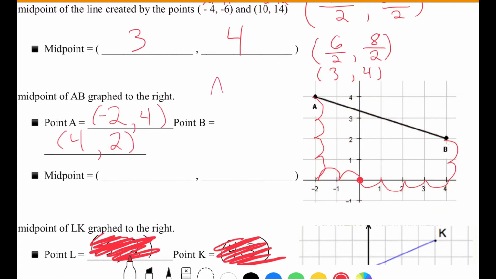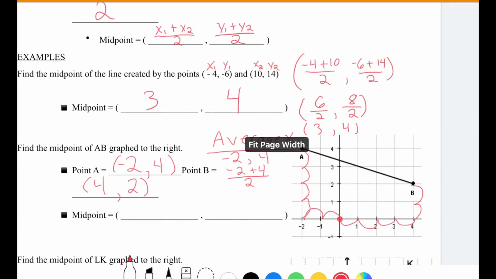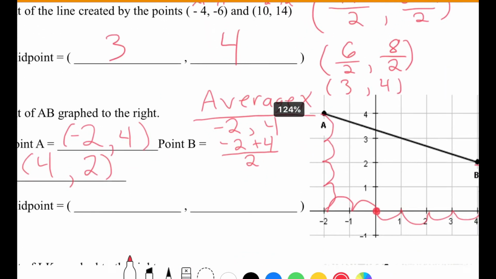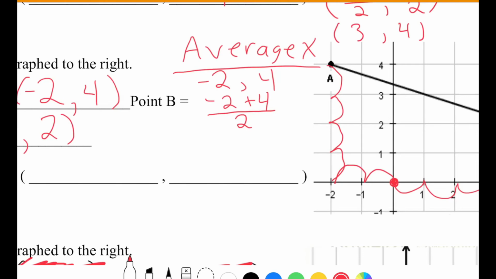So I want the average of my x values. So I'm going to look at negative 2 and 4. Well, average of negative 2 and 4, we would find it by doing negative 2 plus 4. And there are two numbers that we're taking the average of. Looks familiar? That is how the midpoint formula was created. But if you don't like midpoints, you can just think of it as finding the average of the x values. Negative 2 plus 4 gives me 2, and still over 2.